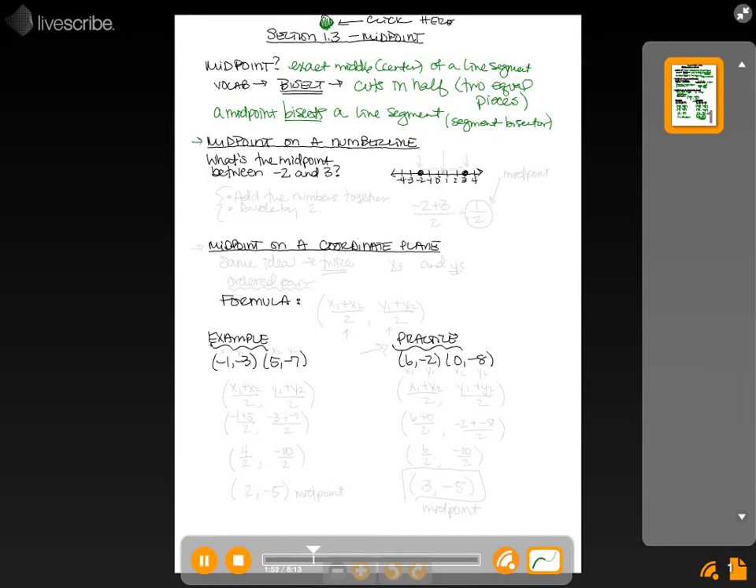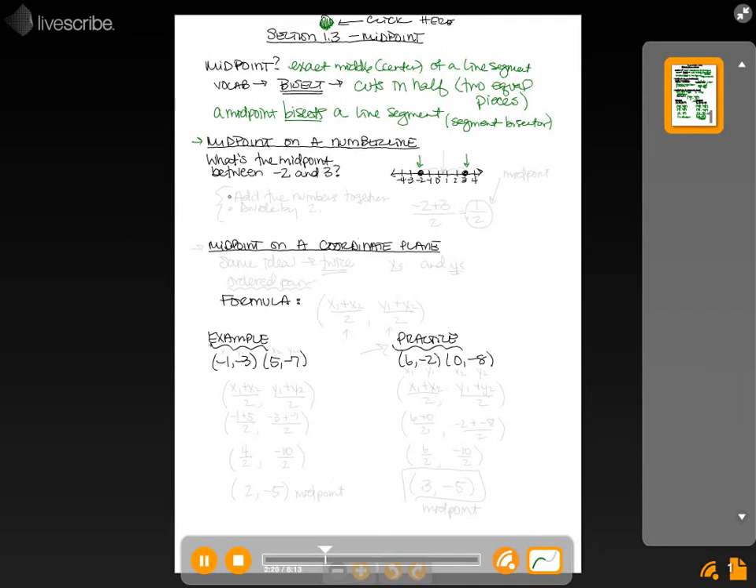Alright, first thing we're going to talk about: midpoint on a number line. So what we're looking for here on a number line, remember it's one dimension going left and right, we are looking for the exact center between two numbers, the exact middle. So our question is, what's the midpoint between -2 and 3? And we've got that marked in our picture over here. We have -2 and we have 3. So somehow we want to find the middle between those two numbers.